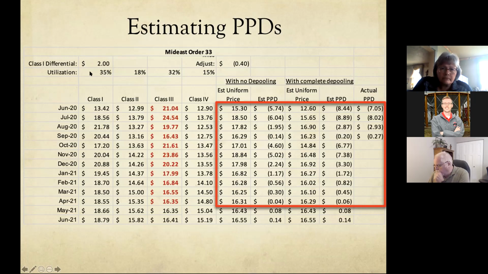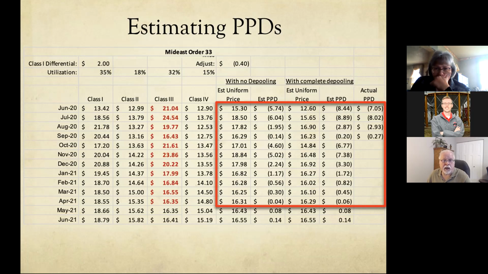And notice up here, I'm just showing you roughly the utilization of class 1, 2, 3, and 4 if everybody stayed in order 33. It's a negative PPD. If all of the cheese plants decided that they were going to depool because they didn't want to contribute $5.74 to the pool and share that with everybody else, then that actually changes the pool price. The uniform price goes down. Based on that, you can see that the PPD becomes even bigger and more negative, as much as $8.44 if everybody depooled.